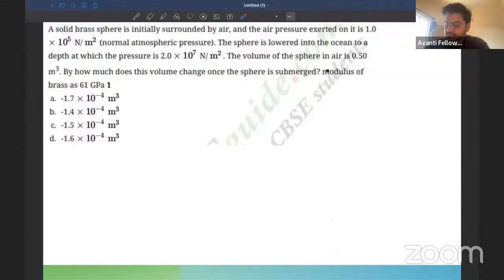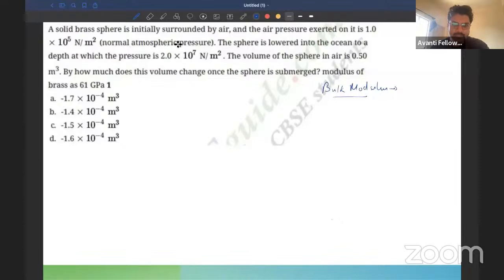What is bulk modulus? Do you know what bulk modulus is? It is a measure of the ability of a substance to withstand change in volume when some compression is applied on all the sides. So bulk modulus will be used here, right?